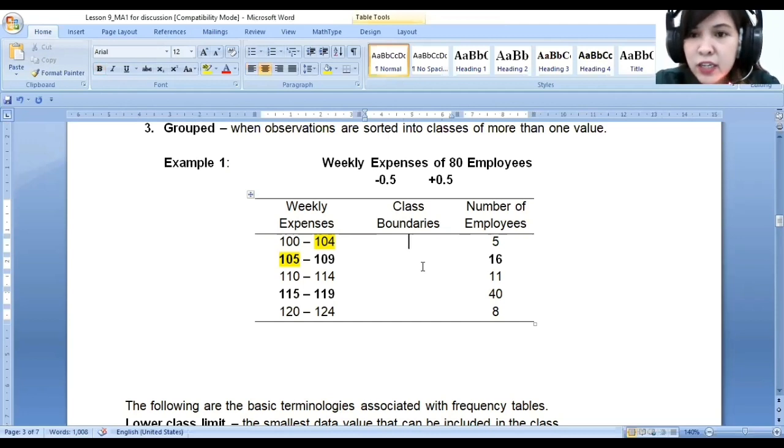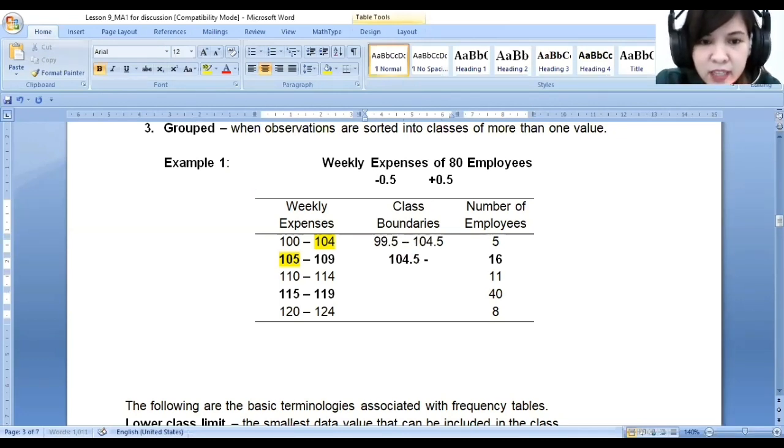Ang gagawin ko, yung nasa first row, 100 to 104. So, 100 minus 0.5. So, 99.5. Nakuha niyo ba? Tapos, 104 plus 0.5 is 104.5. 99.5, then dash, 104.5, and for the next row, 104.5 to 109.5.